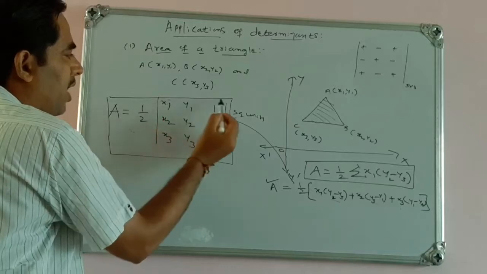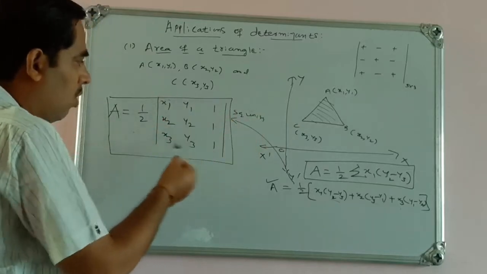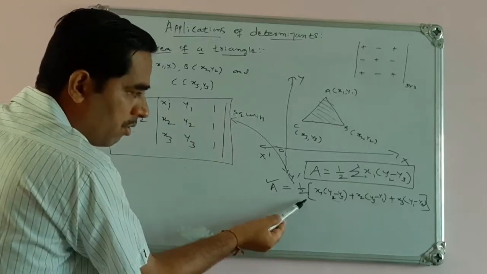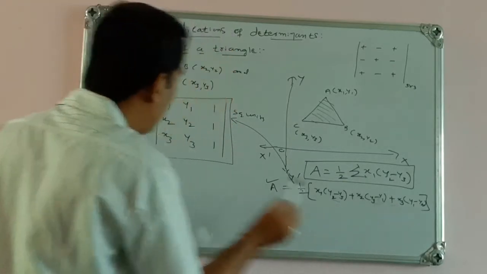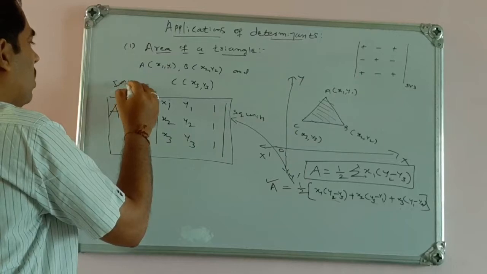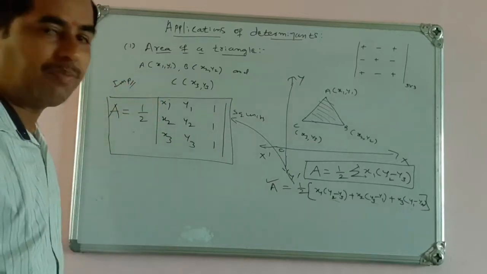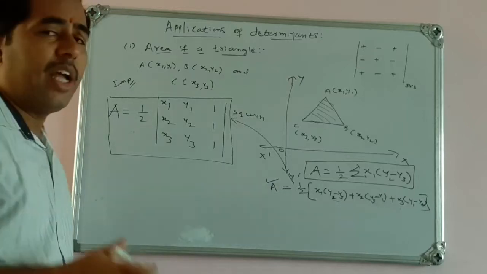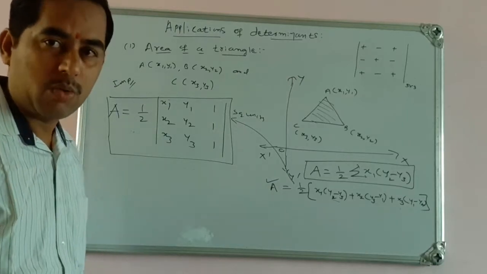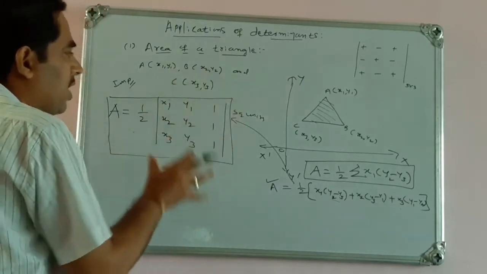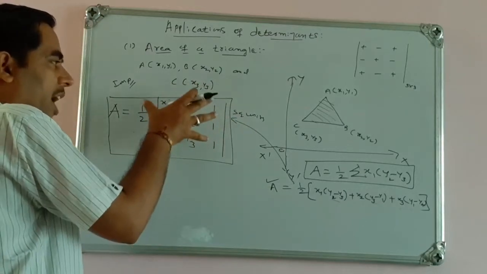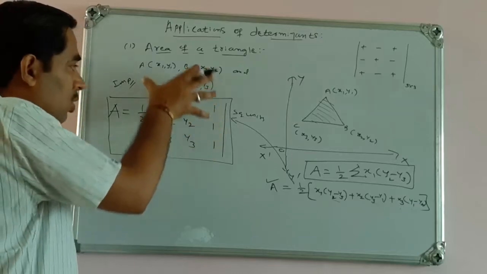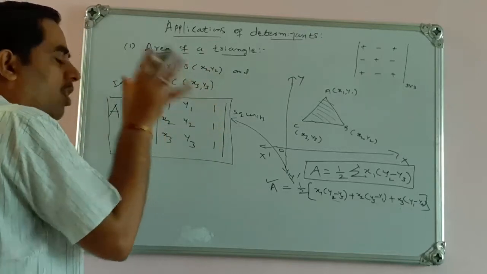If I expand along the first row or along the first column and simplify, we get the same expression. So you have to remember this formula: half into the determinant of this. Here we know the area of a triangle is always positive, so whatever quantity we get on the right hand side, we have to consider it as positive. So this is the mod of this determinant.